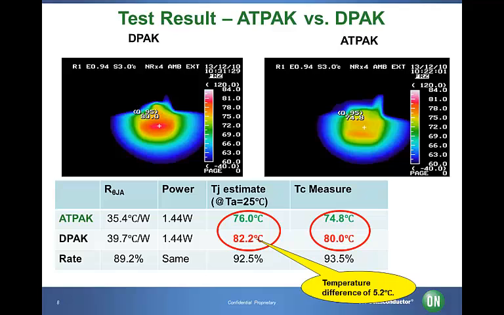You can see that the surface temperature of the DPAK package reached 80 degrees Celsius, whereas the surface temperature of the ATPAK package reached only 74.8 degrees Celsius. This is a temperature difference of almost 5.2 degrees. If we estimate the junction temperature based on the thermal resistance, our calculation shows that the gap was approximately 6.2 degrees Celsius, which validates the test result. The table on the slide summarizes the test result.